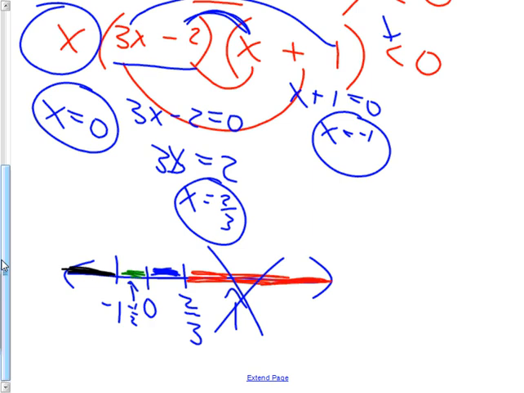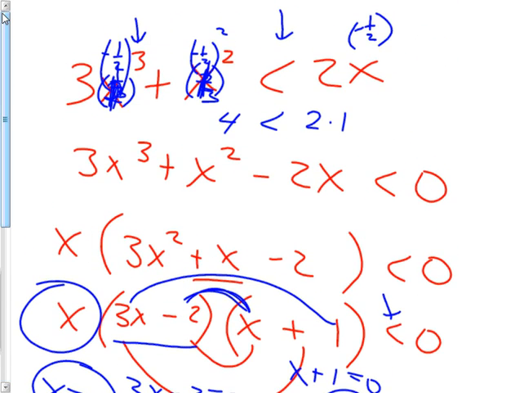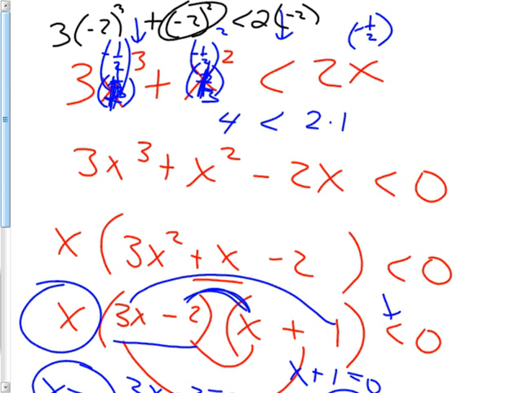The only other easy one to test is this one down here because they're not decimals, so like negative 2. So I could test a negative 2 in here. I'll do it in black so you can read it easier. 3 times negative 2 cubed plus negative 2 squared less than 2 times negative 2. And this would be negative 8 times 3 is negative 24. Negative 24 plus, that's a positive 4, will be negative 20. Is negative 20 less than negative 4?